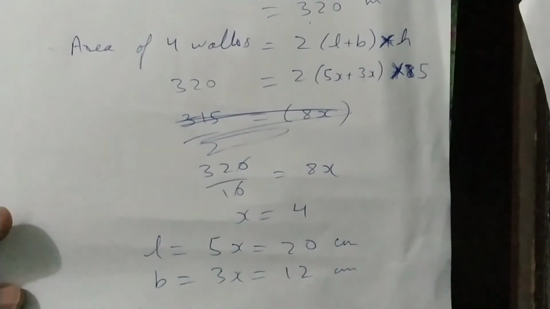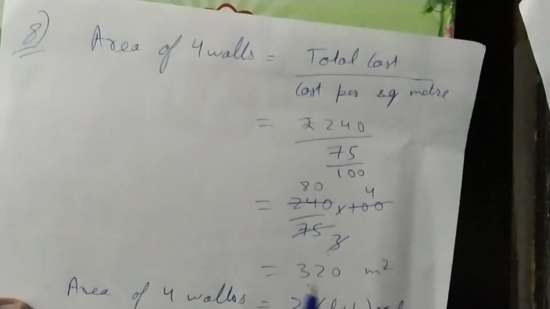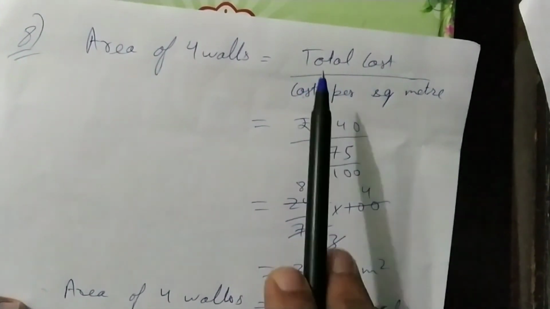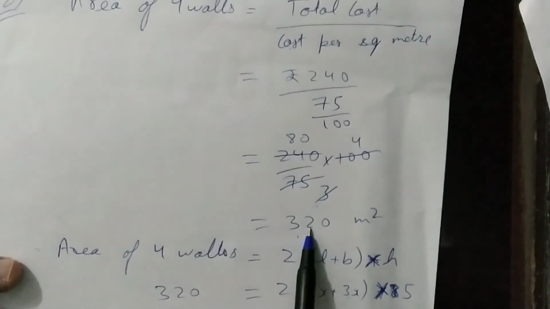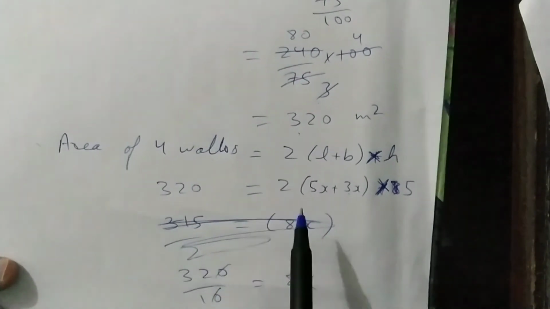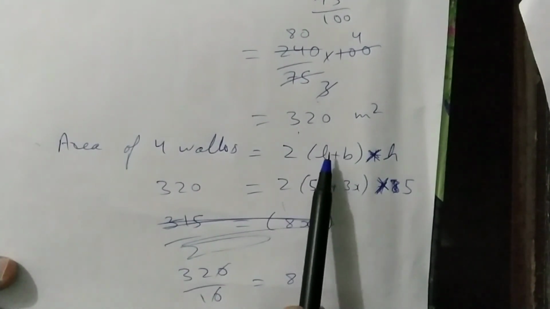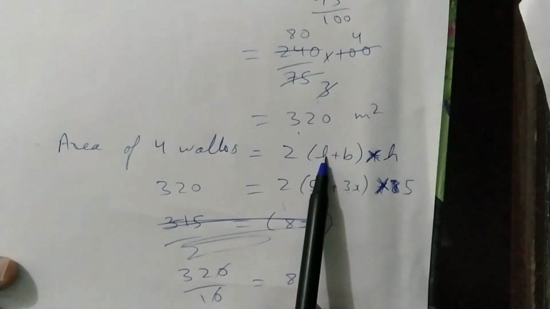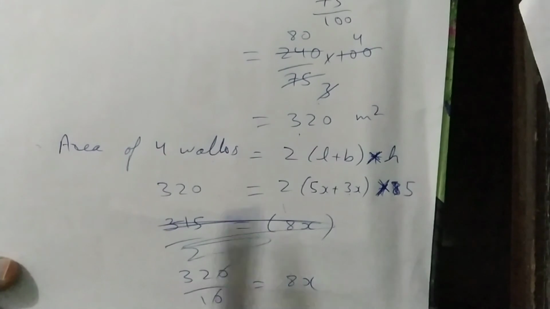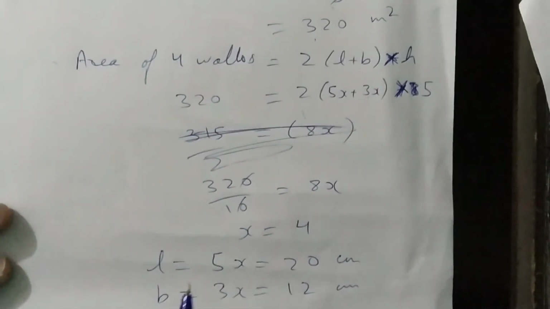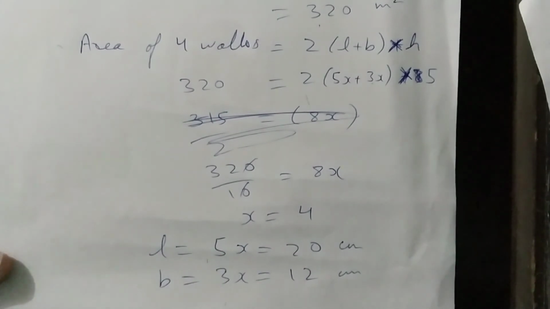Okay, just note it down. So first of all we found the area of 4 walls, total cost divided by cost per square meter, that was 320. But one more formula we have used, that was 2 into (L plus B) into H. From here, what was the value of L? We considered 5x and breadth 3x. From here we calculated the value of x, and the final values were 5x and 3x. Just put this value and you will find your answer.